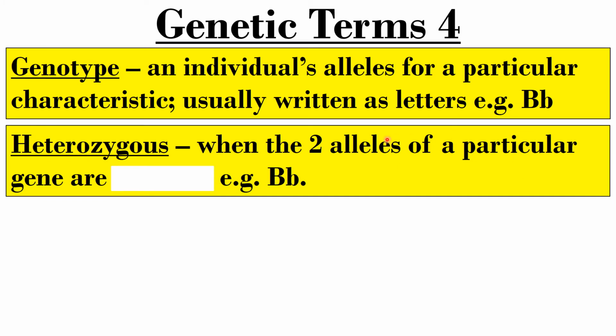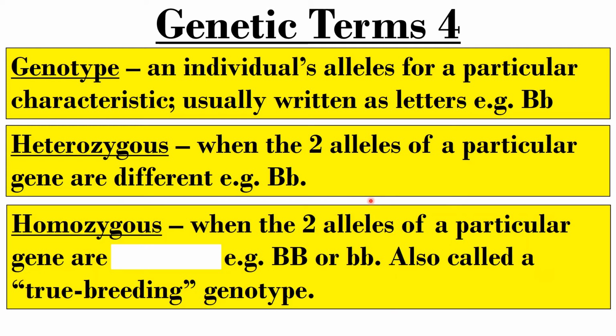And related to genotype, heterozygous is when the two alleles of a particular gene are different. So you can see from this one, you've got an uppercase and a lowercase. So you've got two different alleles, and that is what you would call a heterozygous genotype for that characteristic. And then homozygous, that is when the two alleles of a particular gene are the same. So you can see here, you've got capital letter, capital letter, or the other possibility, lowercase, lowercase. And you might see this term sometimes. This is called a true breeding genotype if it's homozygous.